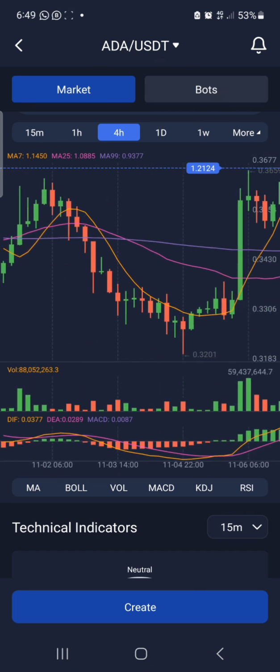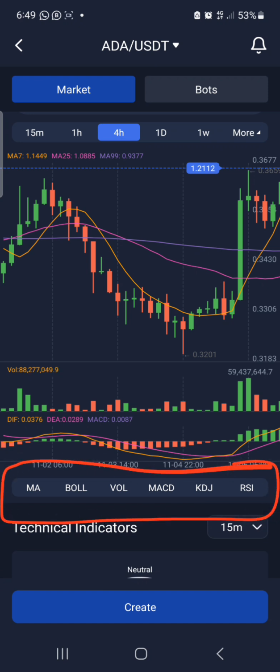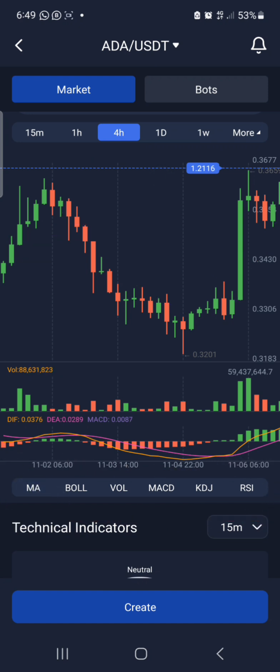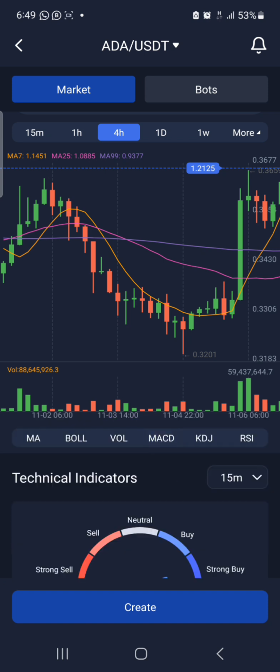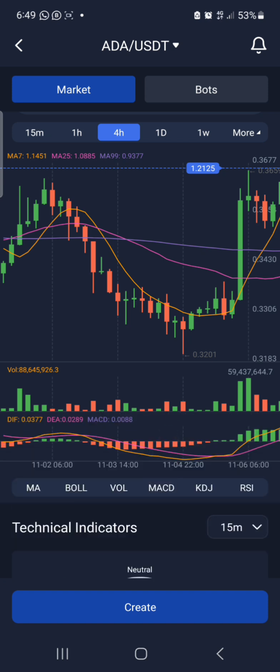Alright, so guys, this is the moving averages. I just get these indicators from here. If I tap moving averages, it will disappear. If I tap again, it will appear. If I tap volume, it will disappear. If I tap again, it will come. MACD will disappear. Tap again, it appears. So if you want it to appear, you just tap it once until it appears on your screen.